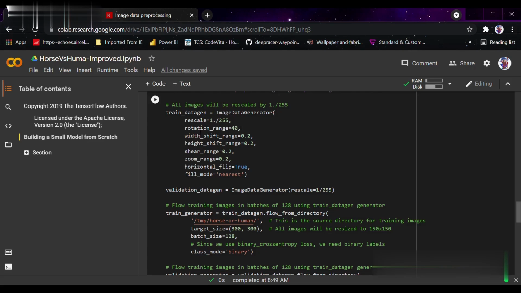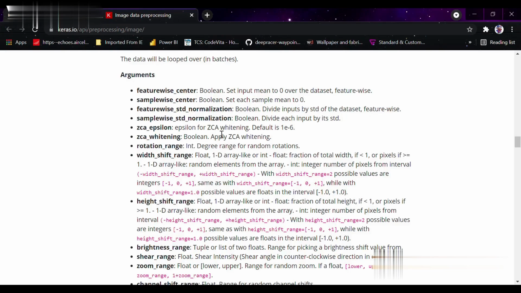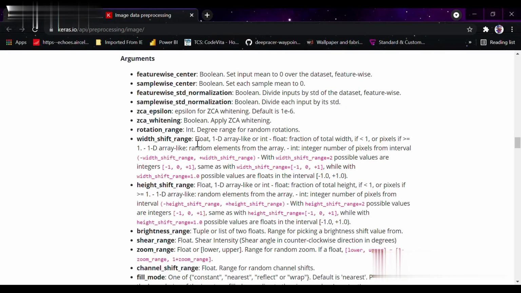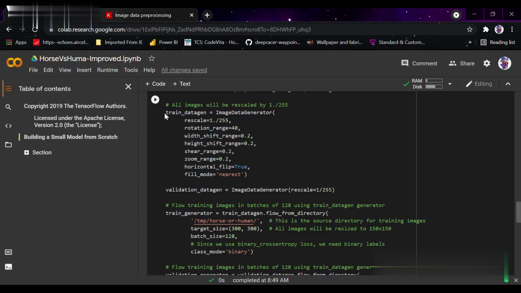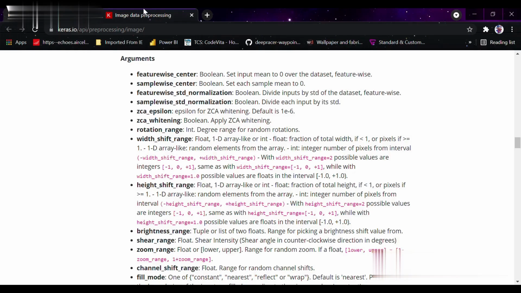Then there comes the width shift range and height shift range. So what is width shift? You can see it is a float, 1D array-like or int: fraction of total width if less than 1, or pixels if greater than 1. So what it would basically do is shift the width of the image by 0.2, and then train on that also, both left and right, and up and down, and it would do the same for the height. And then comes the shear range.